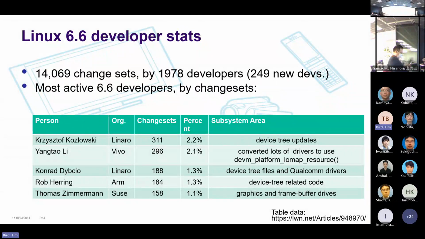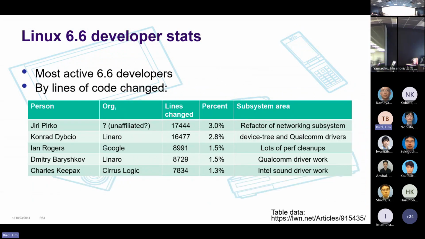So three of the top five developers with the highest change sets are working on device tree things. That should tell you that there's a lot of churn in the device tree section of the tree. And then that was by change set.